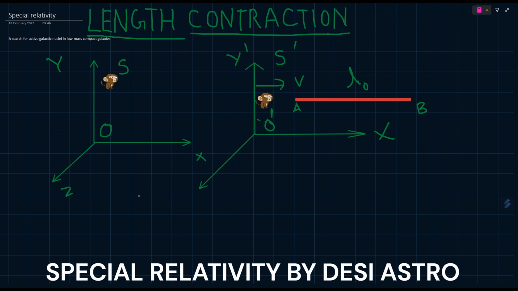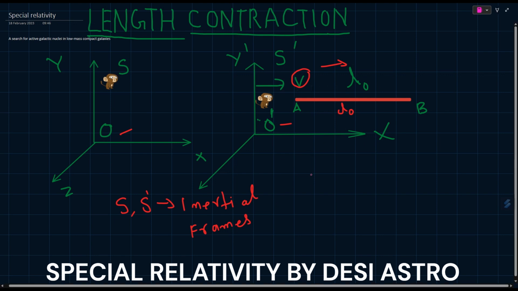In order to derive the length contraction equation, we need to set up a benchmark for this derivation. So we have two frames, S and S prime, and these are called inertial frames, meaning they are either at rest or moving with constant velocity with respect to each other. They have their origins O and O prime, and S prime is moving with velocity v in the positive x direction. We have a rod of length L naught, AB, in the S prime frame, which is at rest with respect to S prime.